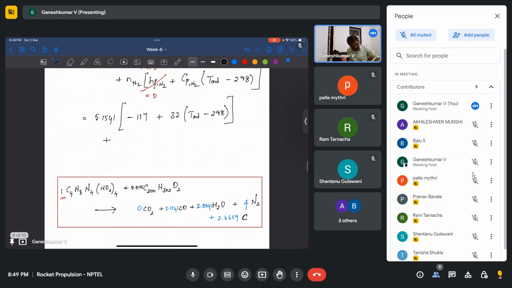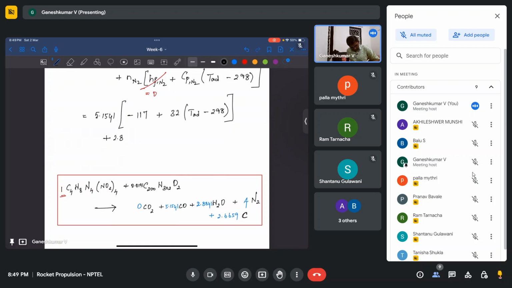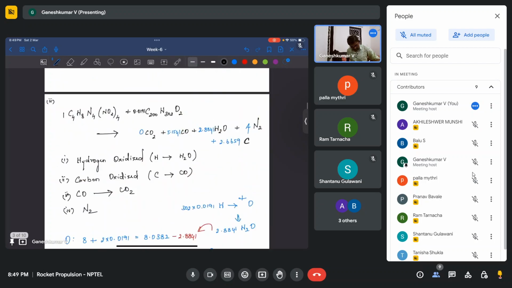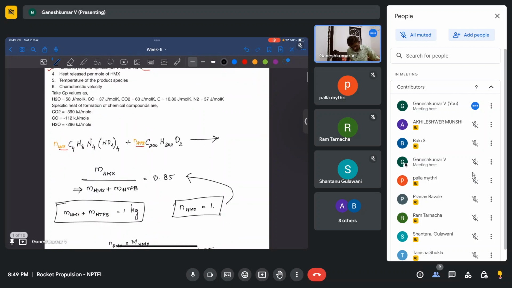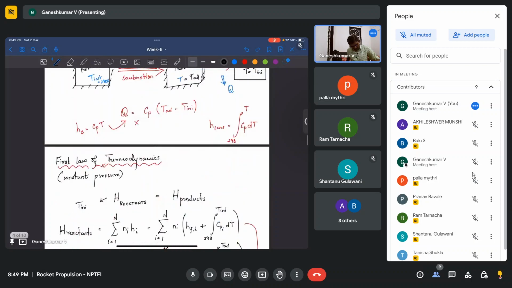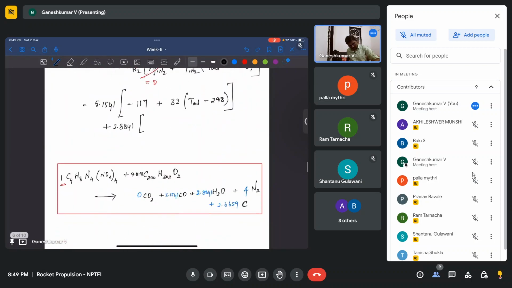Plus the number of moles of H2O, which is 2.8841, into H2O formation enthalpy, which is minus 286.58, into T adiabatic minus 298 Kelvin. I think this was flipped, so 11237.